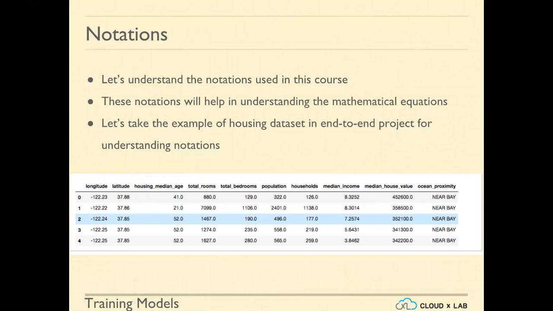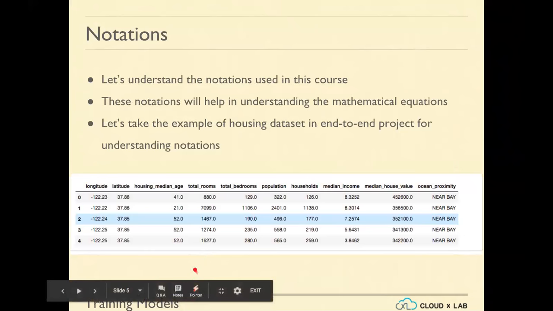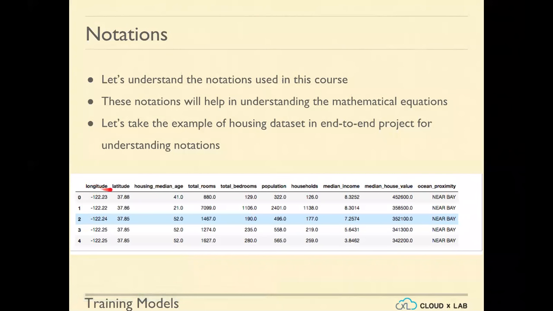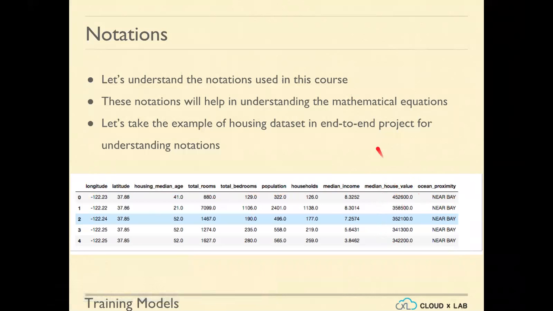You remember what it was. Here we had these features in our data set: longitude, latitude, housing median age, total rooms, total bedrooms, population, and so on. And we had to predict the median house value.